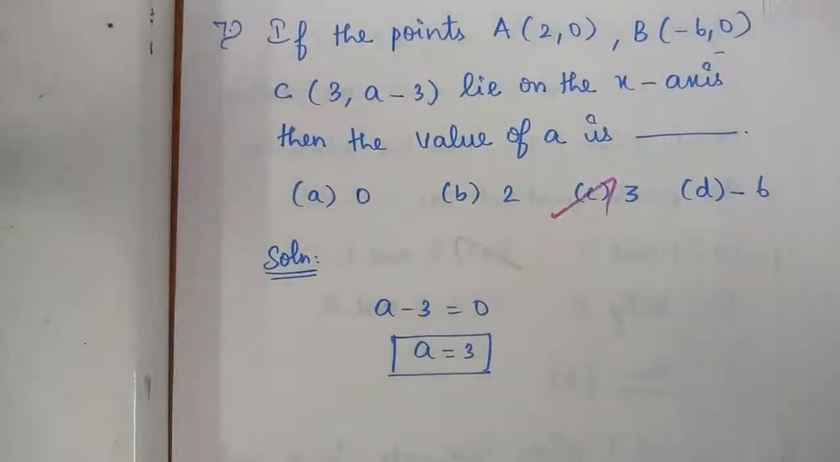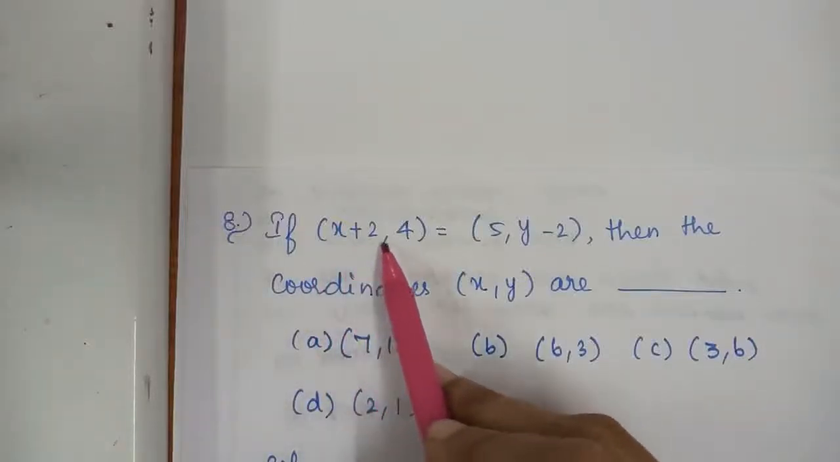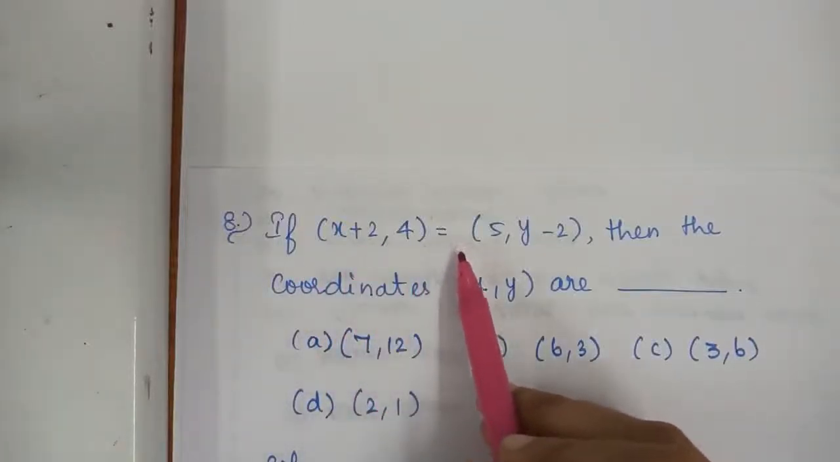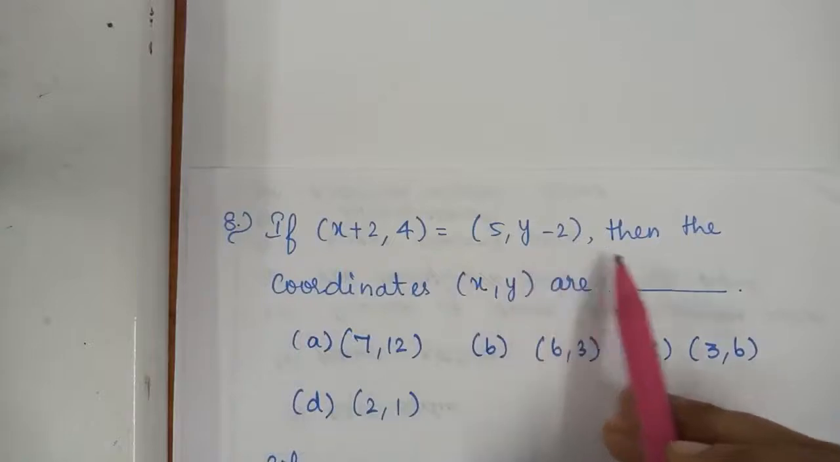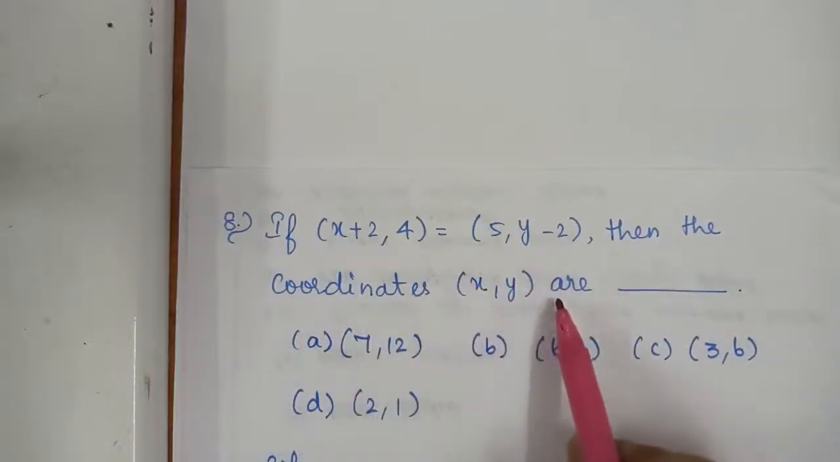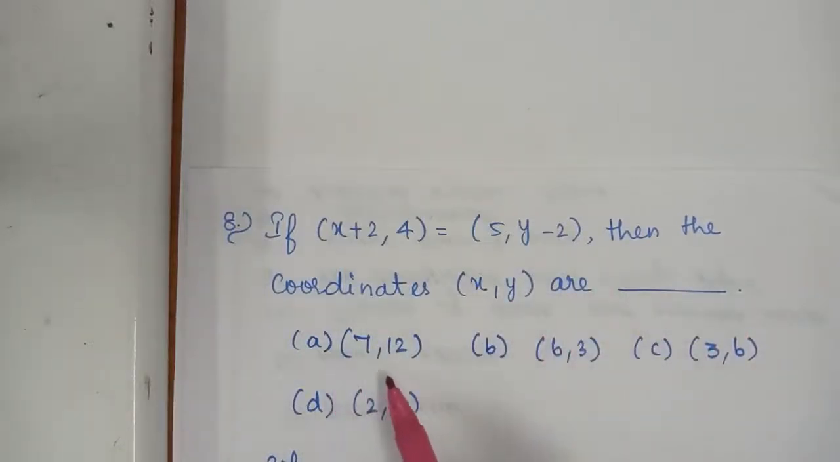Question number 8. If x plus 2 comma 4 is equal to 5 comma y minus 2, then the coordinates x comma y are dash. Option A 7 comma 12, option B 6 comma 3, option C 3 comma 6 and option D 2 comma 1.